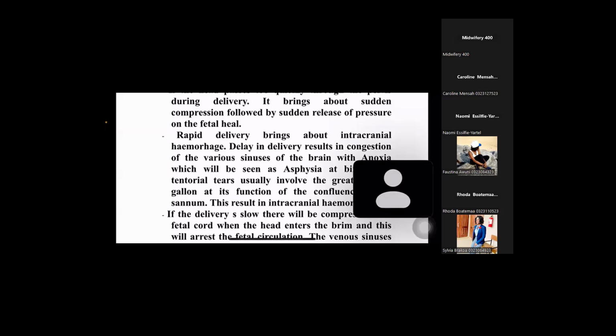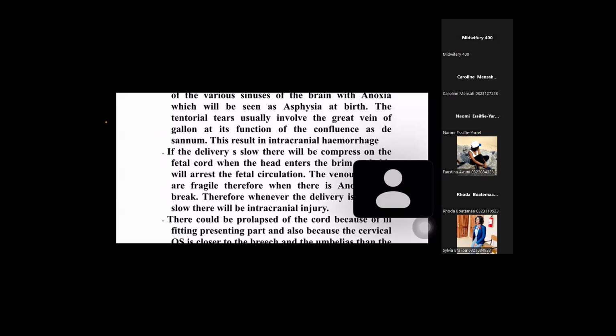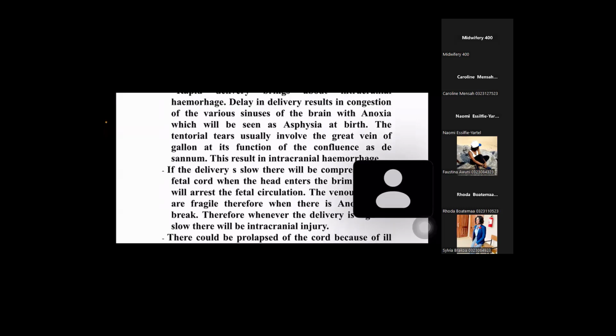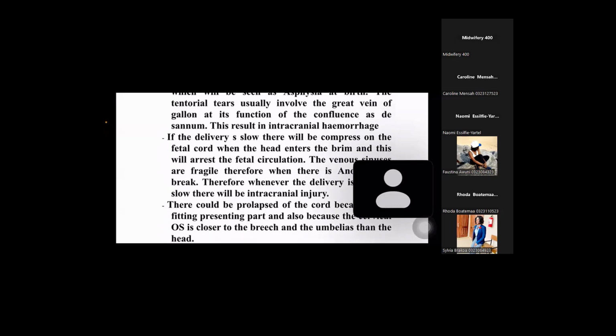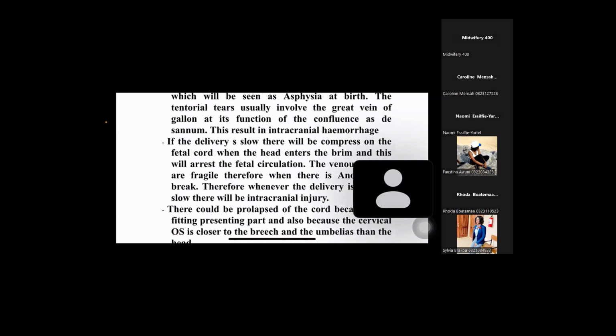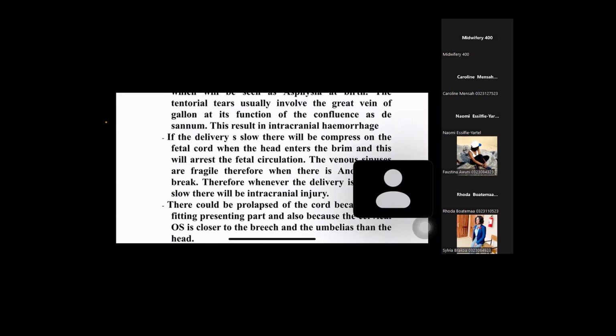So this one too, I think with the excessive molding and tears of the various sinuses, when there is tearing, there will be bleeding. So it will lead to intracranial hemorrhage. Please, if anyone has additional information, the person can add. If you aren't clear with the explanation, you can let us know. So we'll continue.